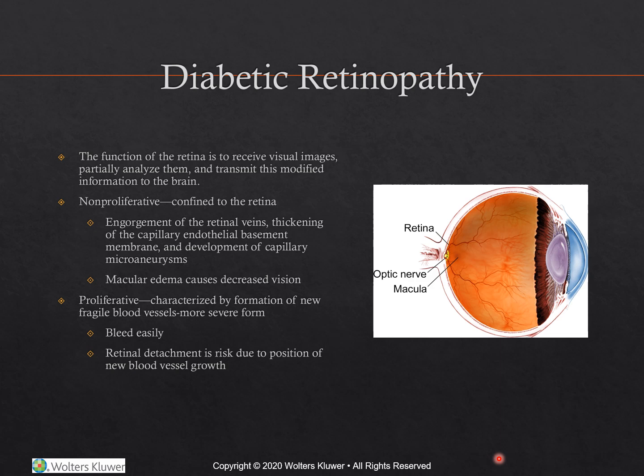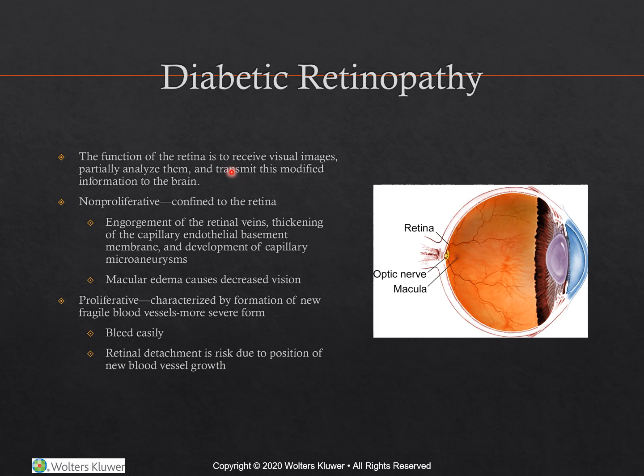We can also see a certain degree of macular edema, so edema back here on the macula, and this can cause some degree of decreased vision. Proliferative diabetic retinopathy is characterized by formation of all these new and fragile blood vessels all over the retina itself. This is a much more severe form of diabetic retinopathy. All of these new fragile blood vessels start to bleed very easily, and they can also form exudates and things.